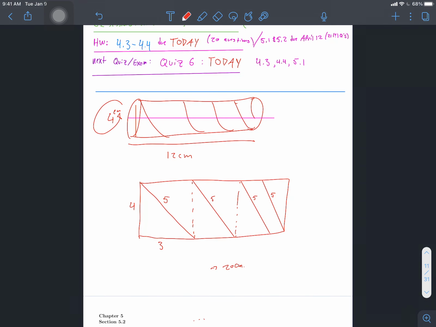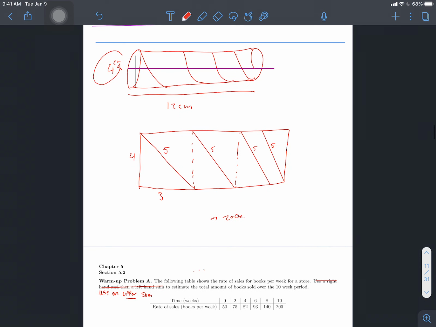Oh, I didn't want to put a puzzle on the screen if I wasn't going to solve it for you. So that's a fun one. Maybe I'll put another puzzle on the screen next time we start class.